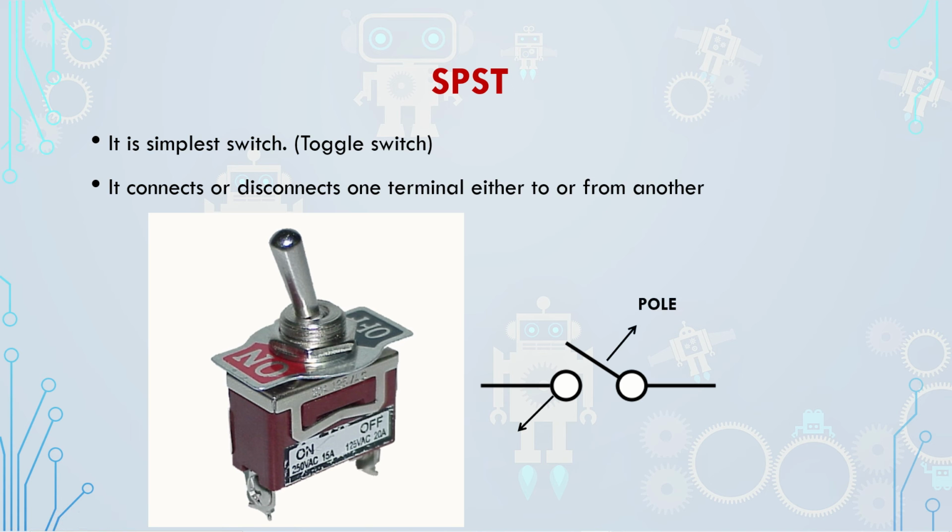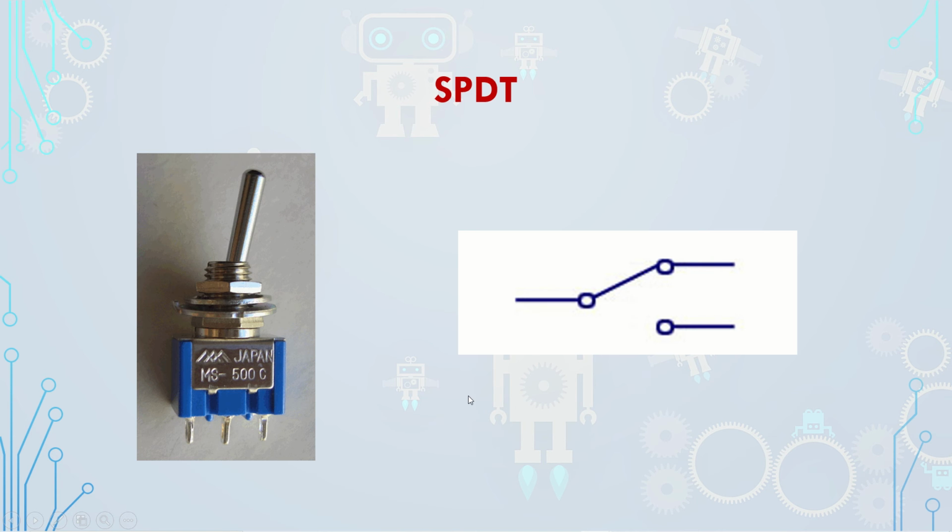What is single pole and single throw? Single pole means the moving part, which is called the pole, and throw means where it is throwing. So the pole is one and it can throw in one direction only. That is why we call it single pole single throw. Then single pole double throw: one pole is there and it can throw in two directions, this one and two. The moving part is only one and it can throw in two directions.